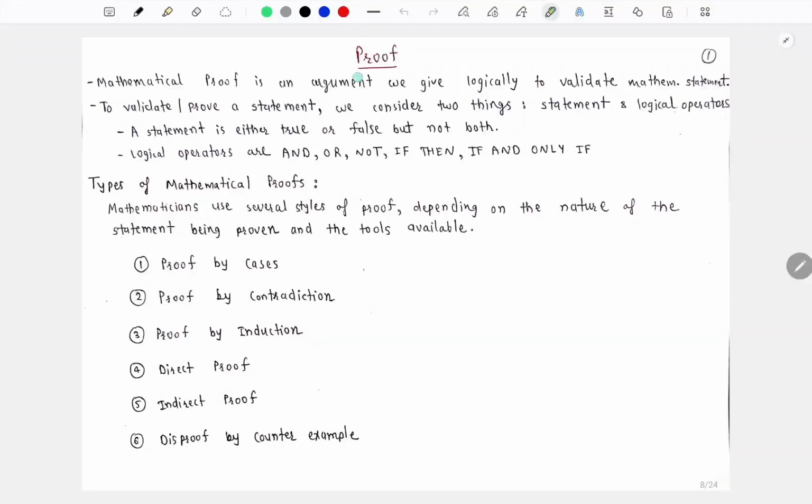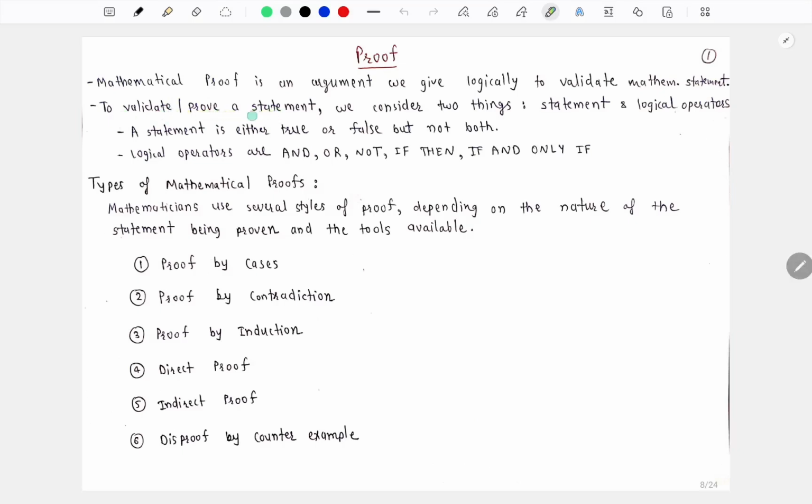Now we will see about the proofs. What is proof? In mathematics, mathematical proof is an argument we give logically to validate mathematical statements. It means simply we will try to prove the statement logically, that it is correct or not. That is proof.